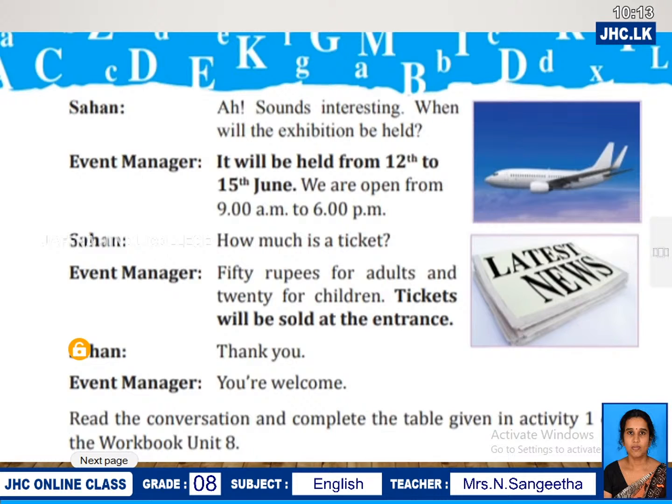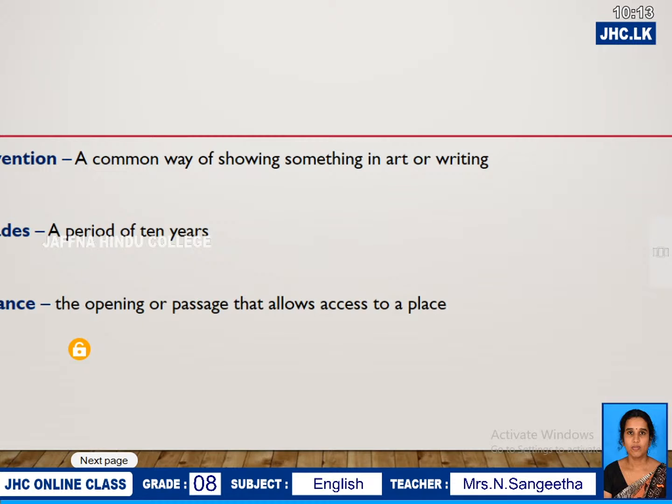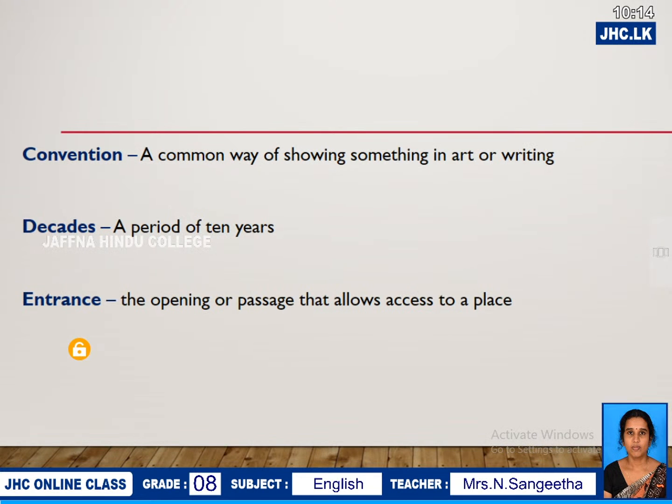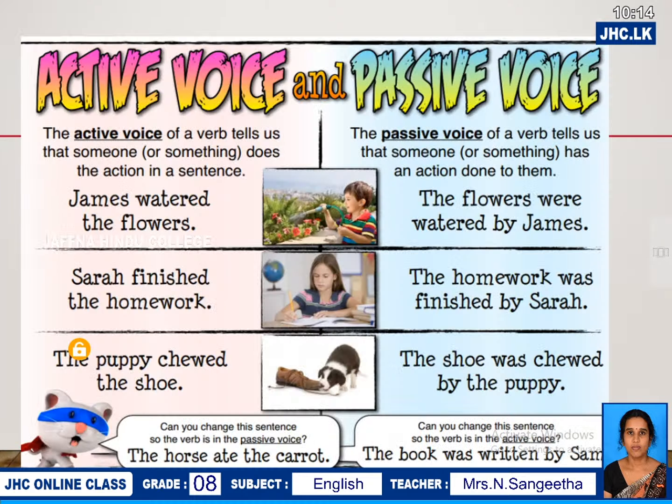Right. There's an activity in the workbook. You can do it yourself. Now, look at the unfamiliar words here. What are the words? Convention. What is convention? Exhibition and convention center. What is convention? It means a common way of showing something in art or writing. And decades denotes a period of 10 years. And the entrance, you know already, is the opening or passage that allows access to a particular place.